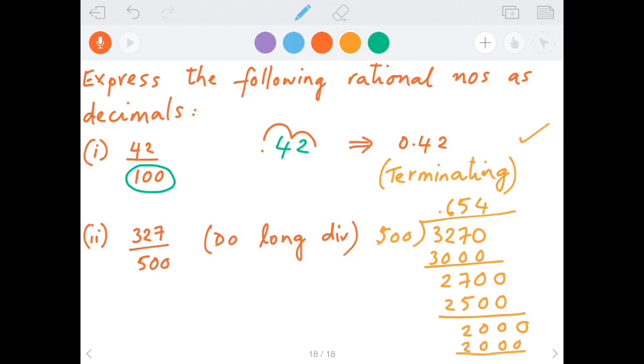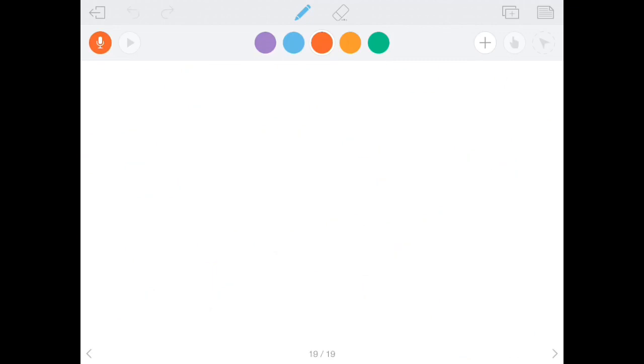So if you notice, we were able to obtain a remainder 0 and get a quotient of 0.654, indicating that this was a terminating number, making 327 by 500 a rational number. Now that we have understood what terminating numbers are going to look like, let us take another case where we get 2 by 3. Now let us try and understand how this is going to work.